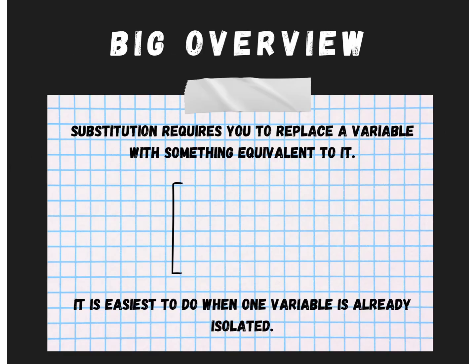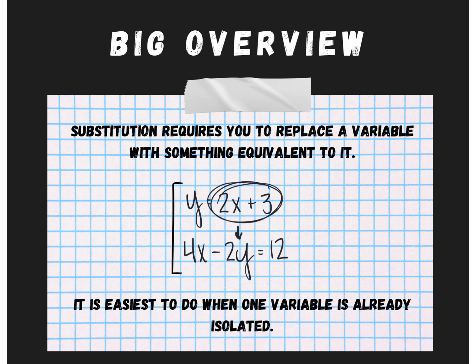So substitution requires you to replace a variable with something equivalent to it. It's important to do that when a variable is already isolated. So you might have y equal to 2x plus 3. It really doesn't matter what the other equation is. That one could be in standard form. It could be 4x minus 2y equal to 12. It could be any kind of form, in fact, but when we have one variable isolated somewhere, that tells us that we can plug all that information into the other equation and start solving algebraically.